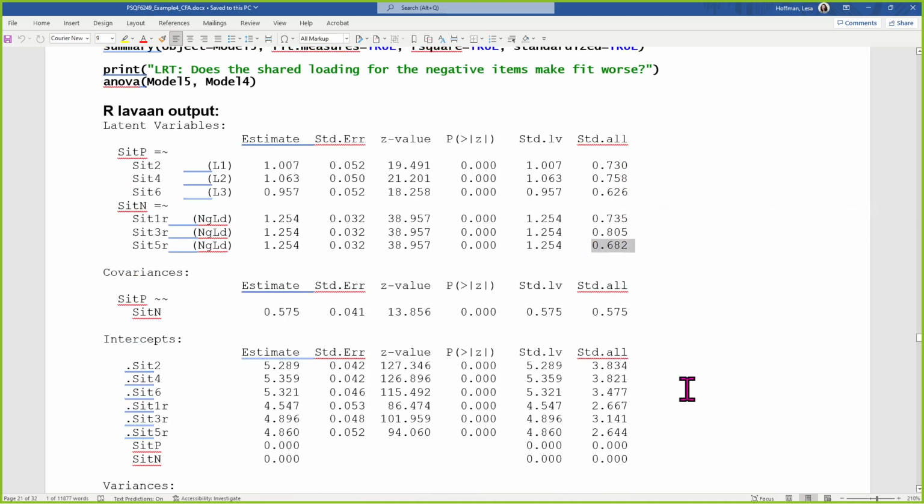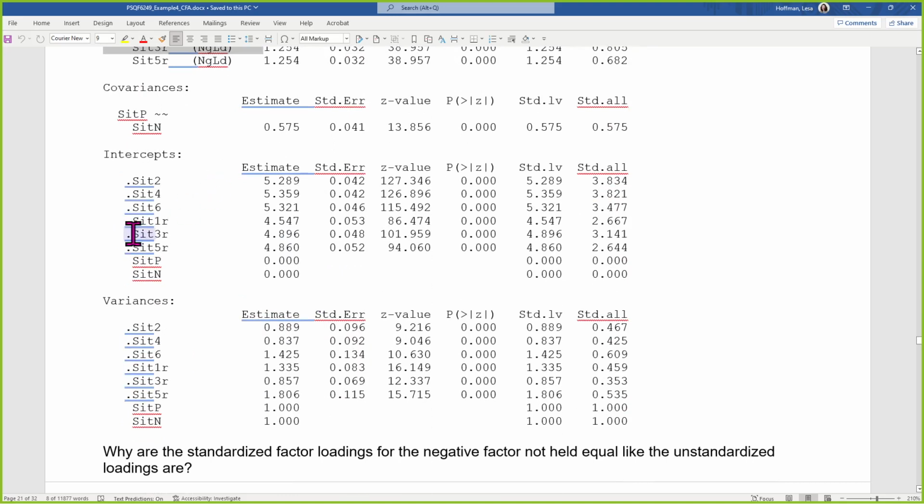That is as it should be. What else goes into a standardized loading that I haven't constrained equal yet? The error part. Yeah, so the errors are all still separate. It's just the loading that's the same. That's why these standardized loadings still differ from each other, but the unstandardized do not. So the three negative items have three different error variances still.